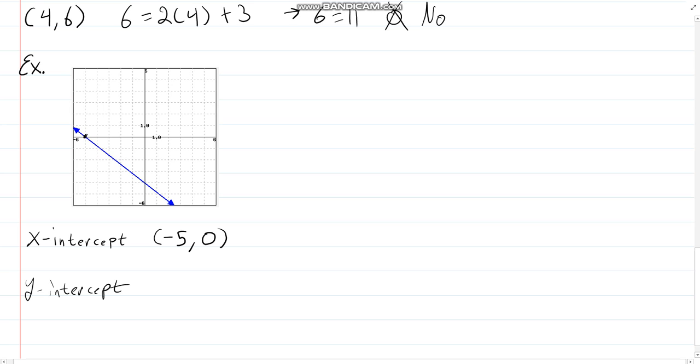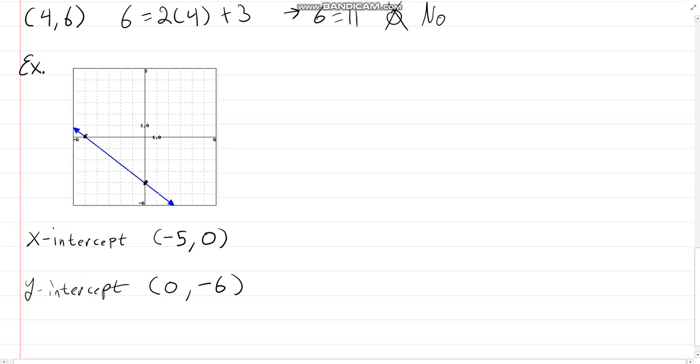Now what about the y-intercept? The y-intercept is right here. And where is that? 1, 2, 3, 4. And that's going down, so that's negative. You can see the negative 6 there. So that's x equals 0, and then negative 6 for y. Okay, so that's how you can do them.